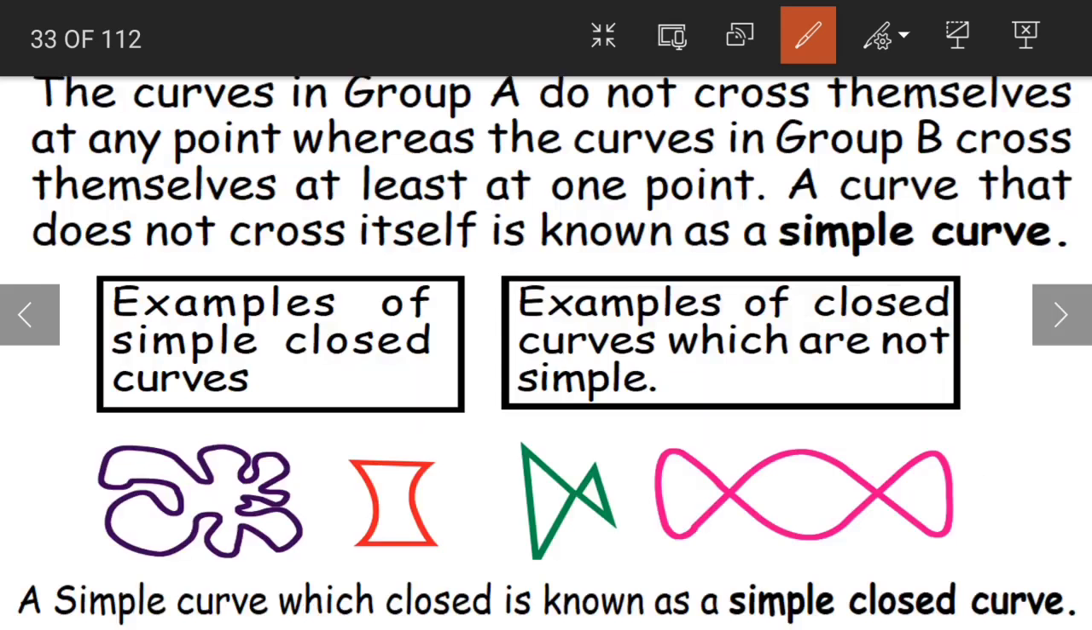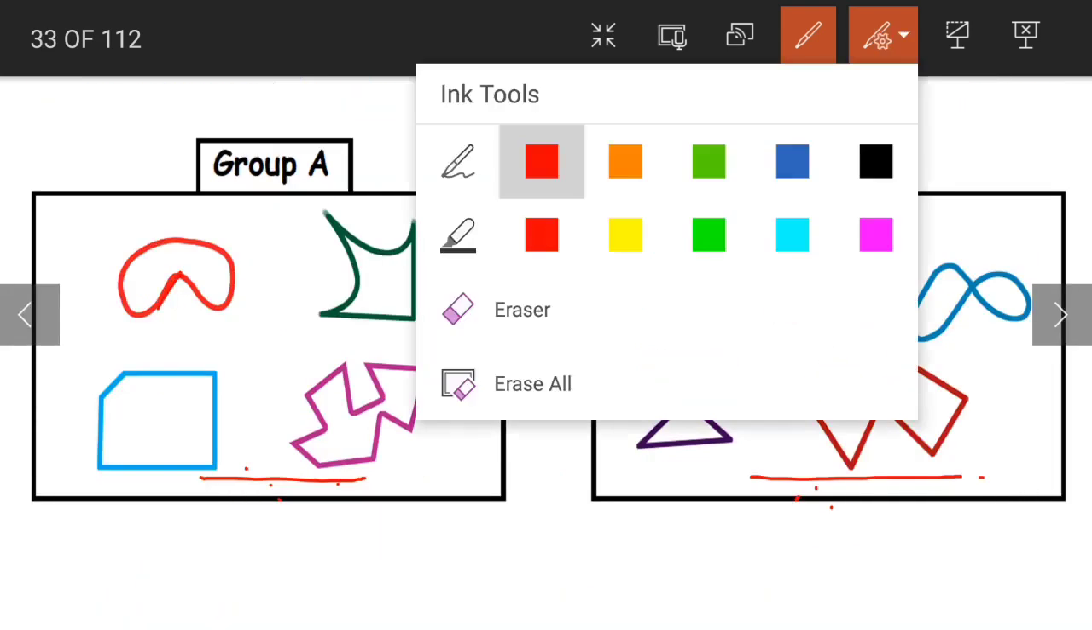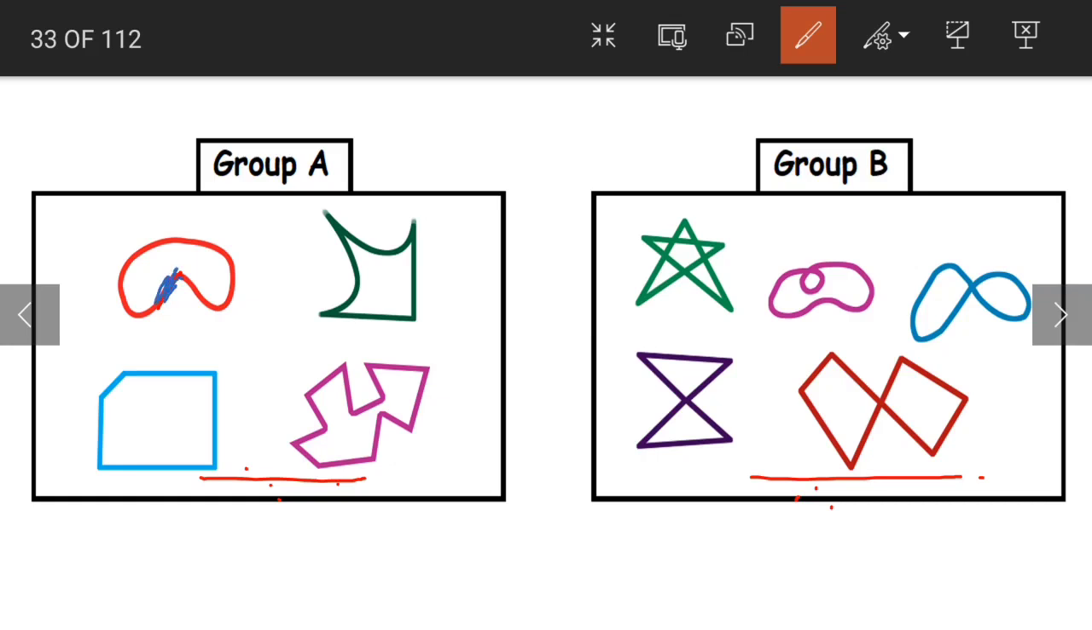If we observe, the curves in group A do not cross themselves at any point, whereas the curves in group B cross themselves at least one point. See here, I have started, let us take another curve. We are starting the curve from here, then without crossing the curve I am completing the figure. But when you look at group B, this is the point of crossing. Here we are crossing, here we are crossing, here in this star we are crossing at many points.